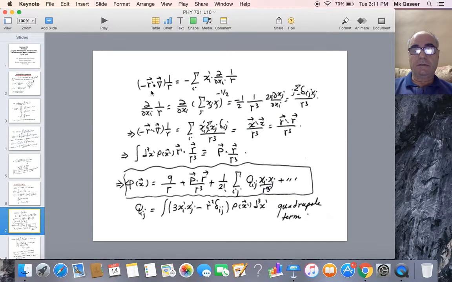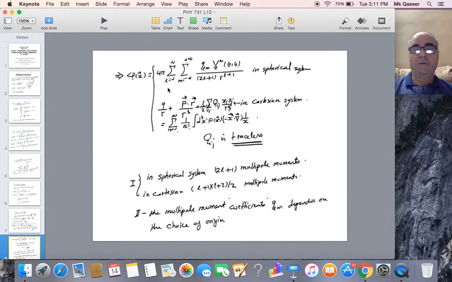So this is the simplification of the second term, which gives p dot R over R cubed. p is the dipole moment. We can write phi as the monopole term, Q over R, the dipole term, and the quadrupole term. The Q_ij is defined in this expression. This is a second rank tensor. It's a traceless tensor.